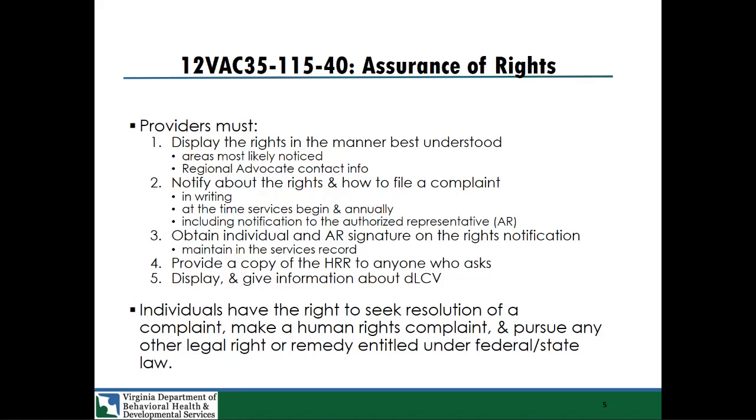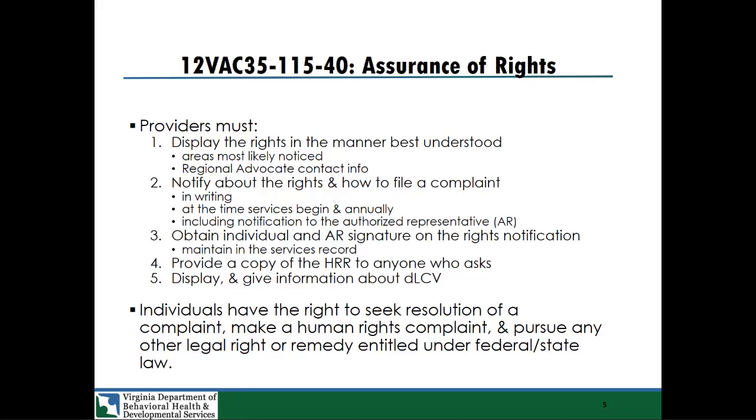You also want to make sure that a copy of the human rights regulations are made available to any individual and AR who asks for them. And then lastly, you want to make sure that information on the Disability Law Center of Virginia is displayed and provided. This is the protection and advocacy agency which the human rights regulations speak of.